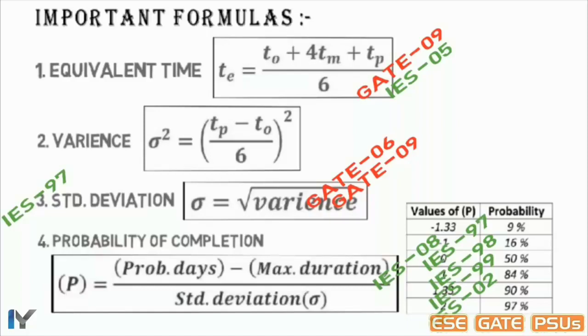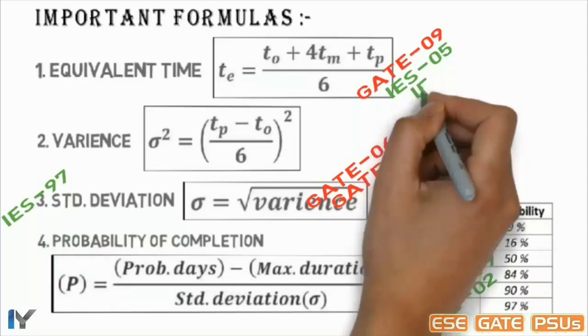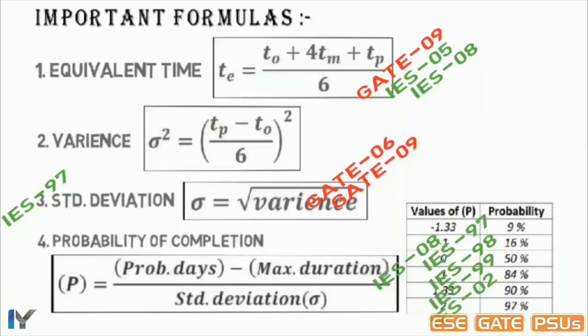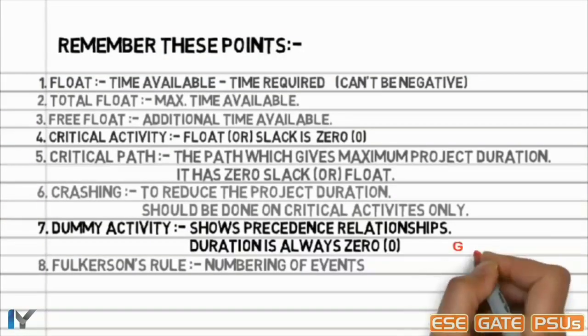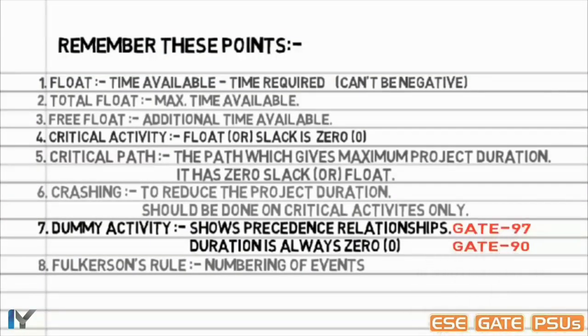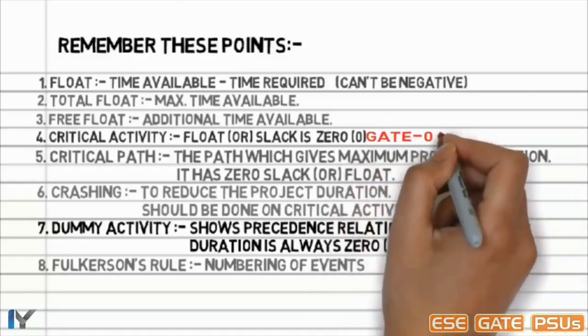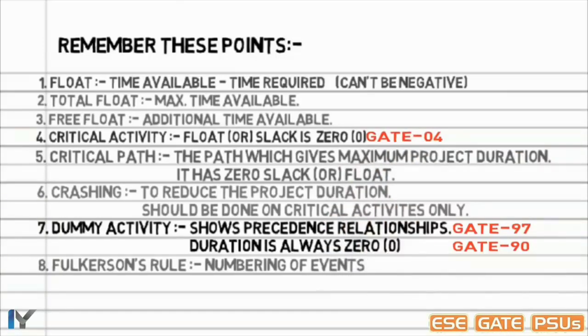So use this formula and table to get the answer. And again in 2008, all the 3 times were given in the question to find out expected time of activity. In GATE 90 and 97, a theory question was there asking, what do you mean by dummy activity? So it shows precedence relationships having duration 0. In GATE 2004, critical activity has 0 float.